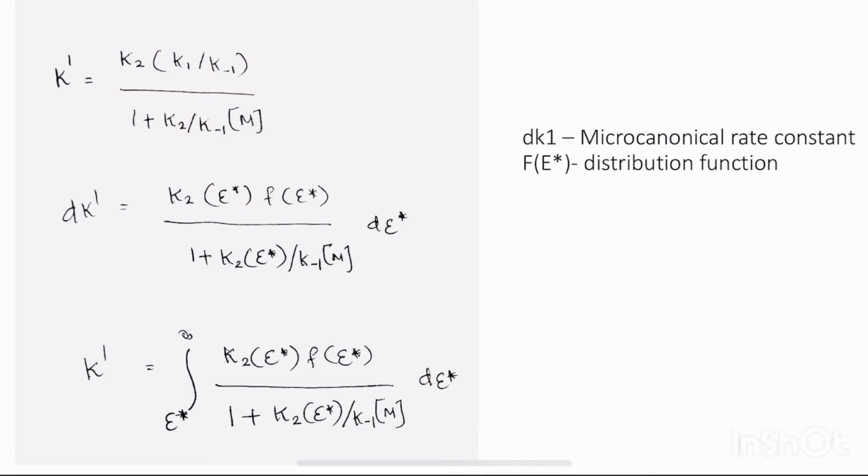In the Hinshelwood version, both k2 and k1 upon k minus 1 are treated as independent of epsilon star, that is, the amount of energy in the energized molecule. And we know that Hinshelwood's result involves a critical energy epsilon 0 star, that is, the minimum energy required to activate the molecule, rather than epsilon 0.